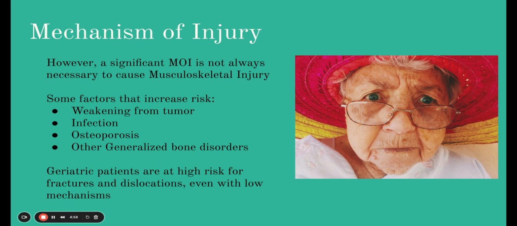There are some different risk factors that would increase somebody's risk of breaking a bone or tearing a muscle or anything like that. Some risk factors include weakening from tumors, infection, osteoporosis, any other generalized bone disorders. Specifically, geriatric patients are at a high risk for fractures and dislocations, even with low mechanisms. Grandma could just trip over her own shoe and break her femur.